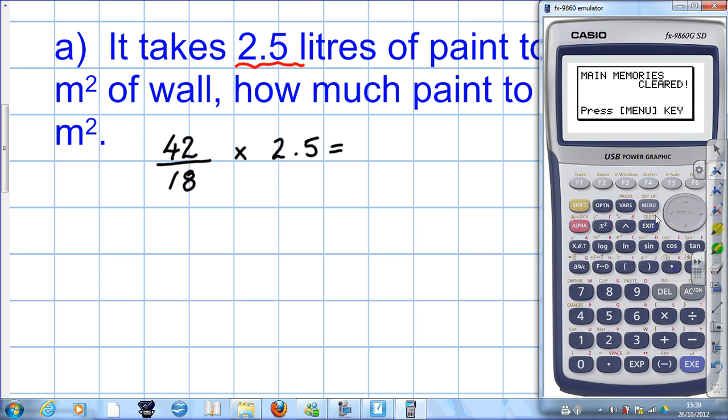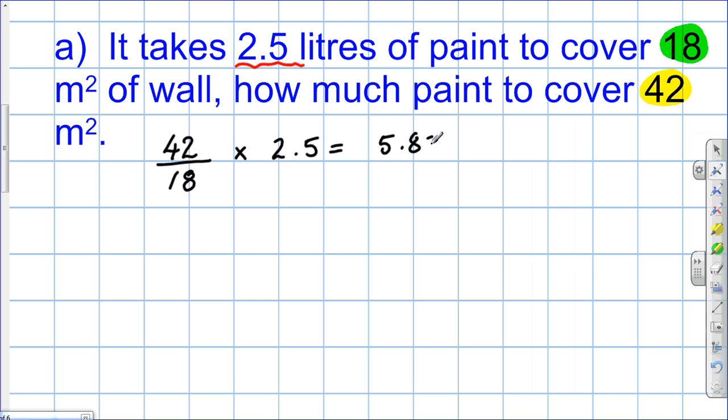I get my calculator, and let's just get it on. Menu, and then execute. Now I type in 42 over 18. Newer calculators will have a button that has two rectangles separated by a fraction line, and they'll have a better screen. It'll actually show 42 above 18. And times it by 2.5 to give me 5.8, and then lots of threes. So it looks like 3 recurring.